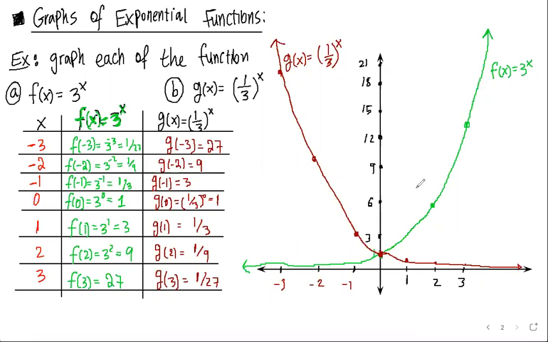As we see here, if we reflect the green one around the y-axis, we will see the brown one. This means the reflection of the green one around the y-axis gives me the brown one. So g of x is like the graph of the function f of x, and then we reflect it around the y-axis.